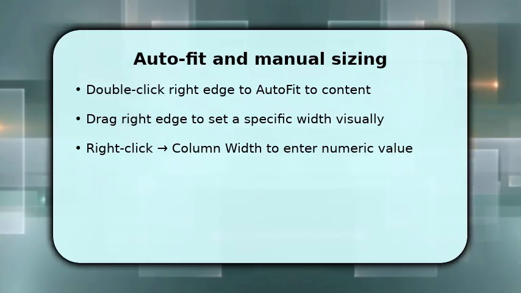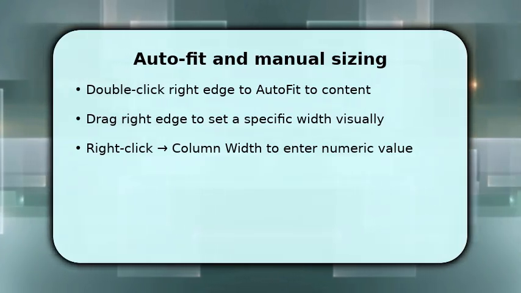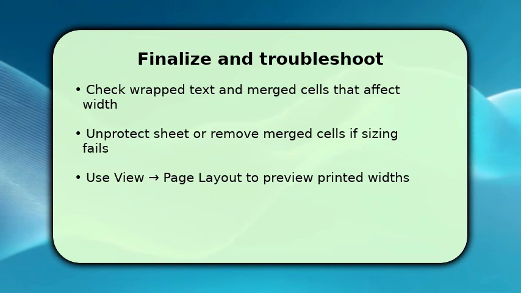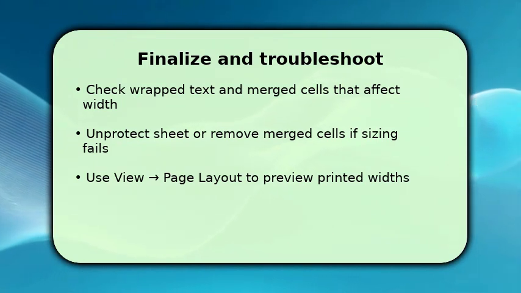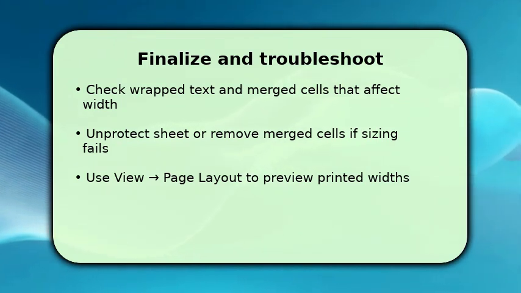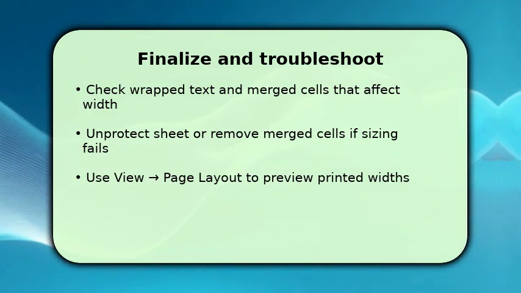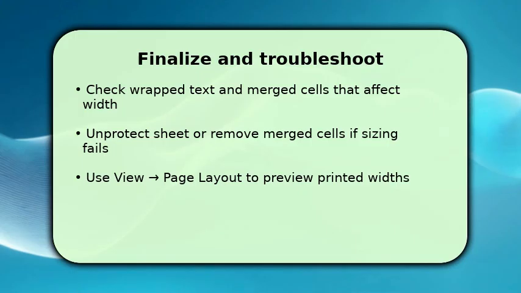Combine methods as needed. Finish by reviewing wrapped cells and merge cells because they often prevent proper sizing. If sizing seems ignored, unmerge problem cells or unprotect the sheet before retrying. Once done, switch to page layout or print preview to ensure column widths behave when printed or exported as PDF.